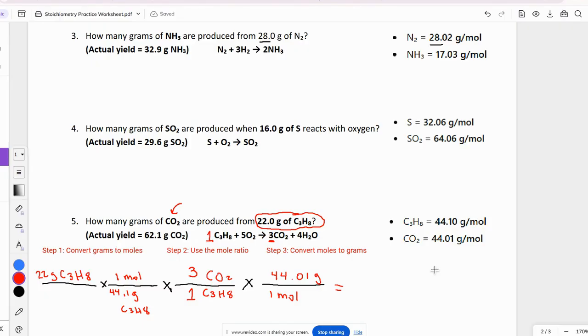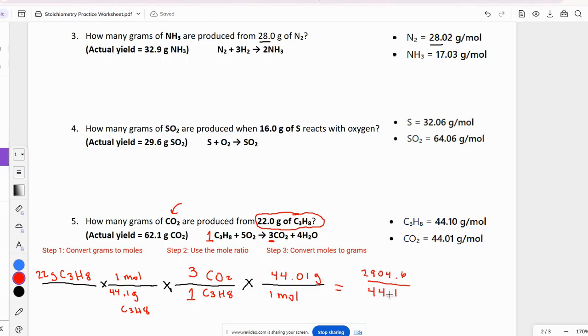66 times 44.01 equals. All right, so on the top, we got 2,904.6. 2,904.6 divided by, so we still have to divide it by all this stuff. 44 times 1 times 1. That's pretty easy. I can do that in my head. 44.1 times 1 is 44.1. So we got 44.1 on the bottom.